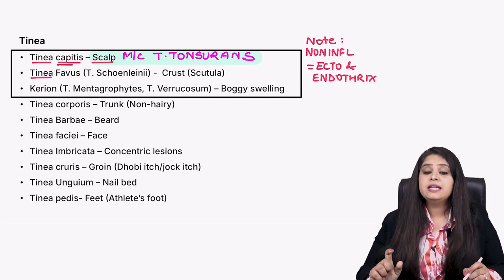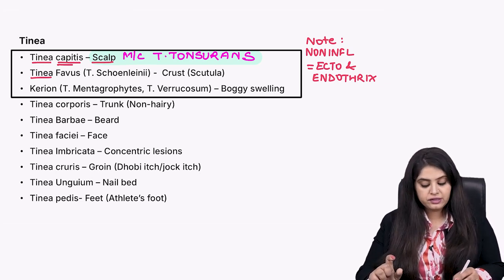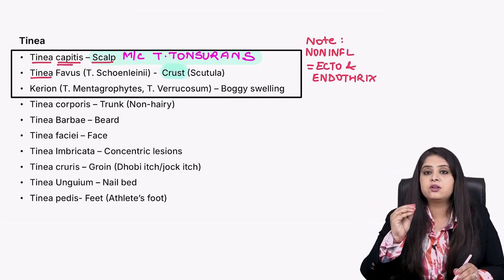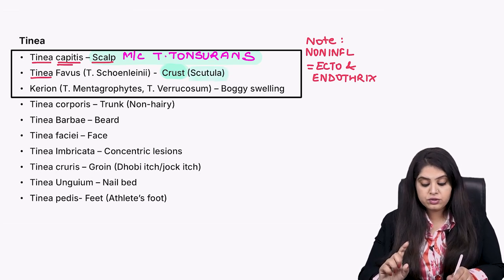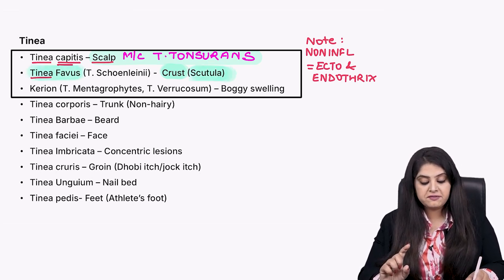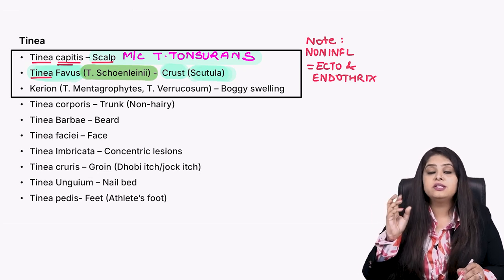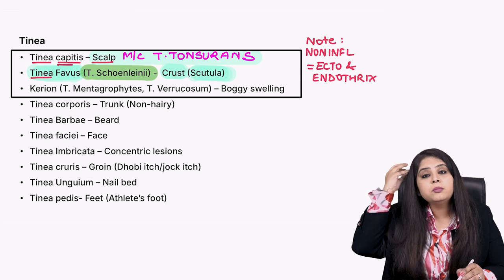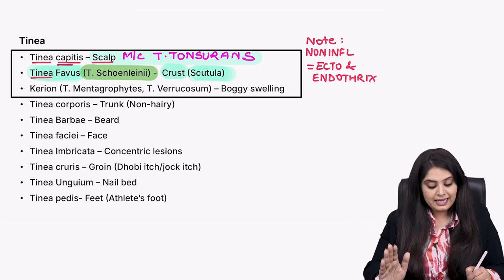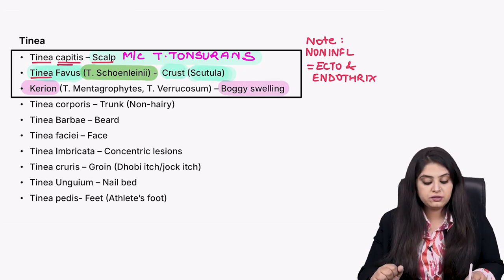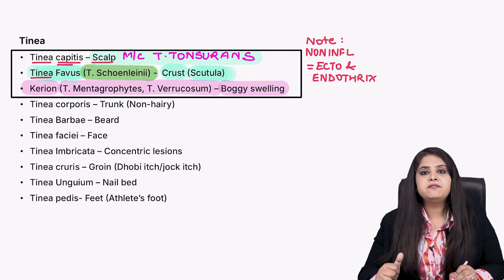However, if the scalp starts showing you certain scales and crusts, imagine that whitish crust is stuck on the scalp, that is known as scutula, or that is also known as tinea favosa, and which is caused by the organism Trichophyton schoenleinii. The third variation is that on the scalp, if you start seeing a water balloon like soft swelling, that water balloon like boggy swelling is known as kerion, and very commonly it is caused by mentagrophytes and verrucosum.